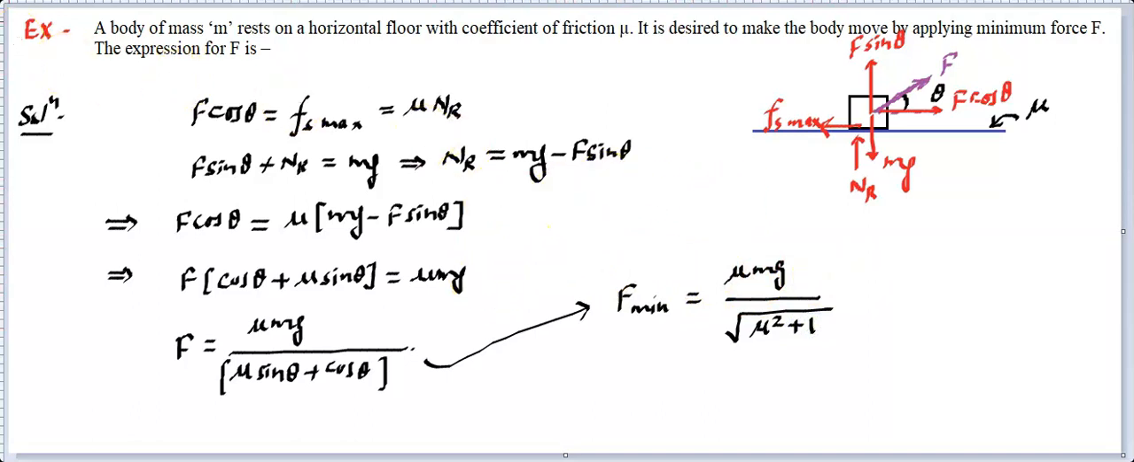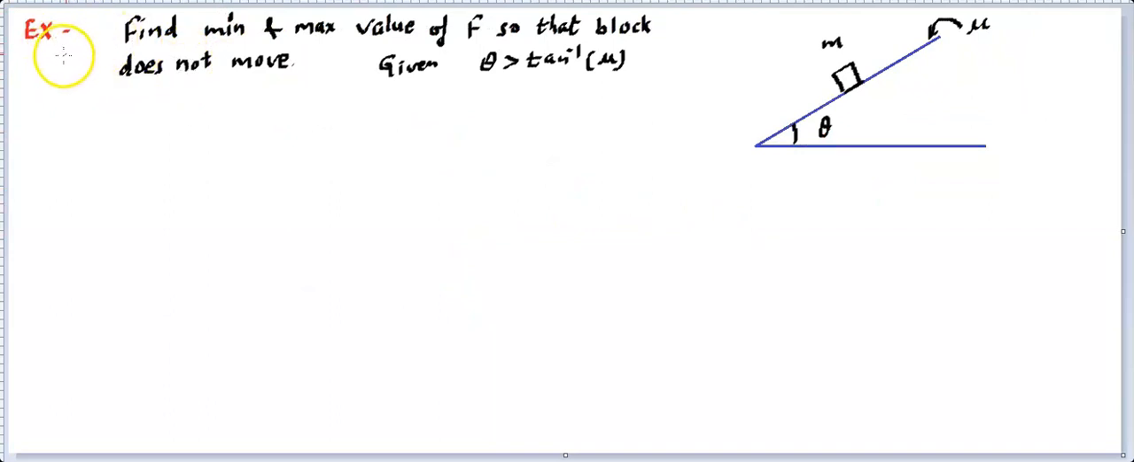You can copy that. Now let's consider another important example. That says find the minimum value of F. So this is a block. This is being applied a force in this manner, which is along the inclined plane in the upward direction. And we need to find the minimum and maximum value of this force so that this block does not move. And given that theta is greater than tan inverse mu.